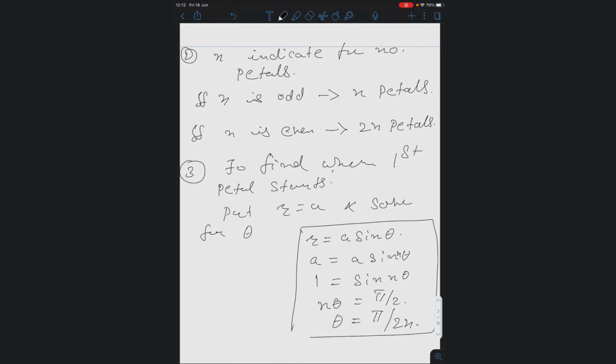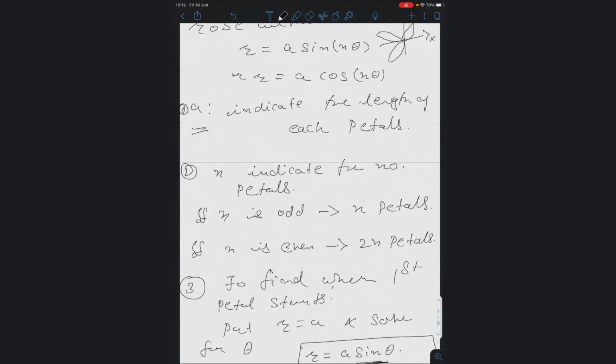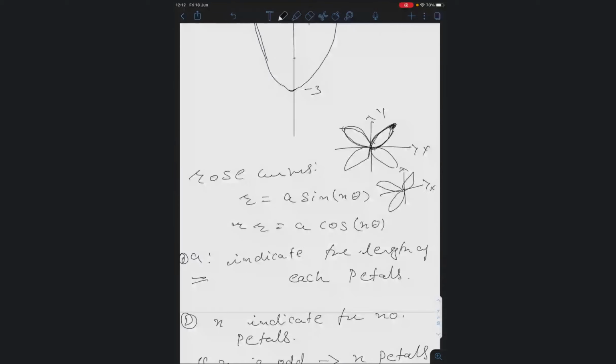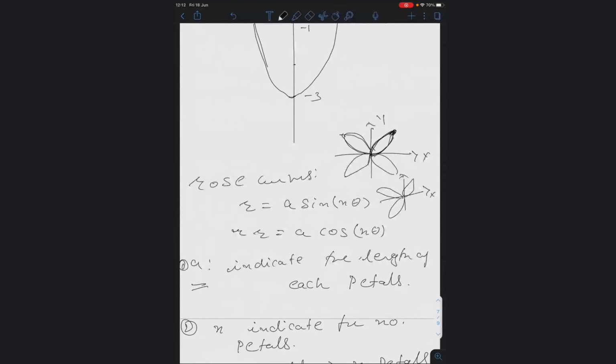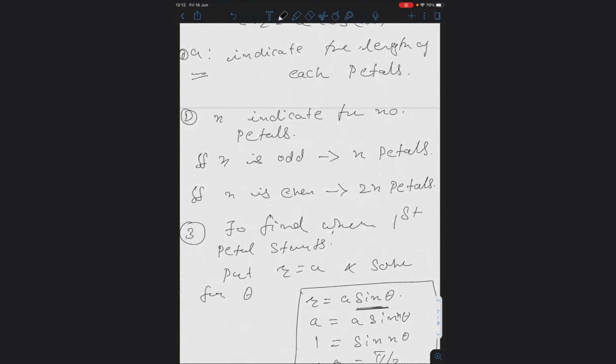Yes, ma'am. This I have got when I have taken the sine function. This will change if I take the cos function. Remember that. Okay? So instead of remembering the formula, in both cases, what you can do is just solve by substituting R is equal to A in the given equation. From there, you will get some theta value, and at that theta itself, your first petal starts.